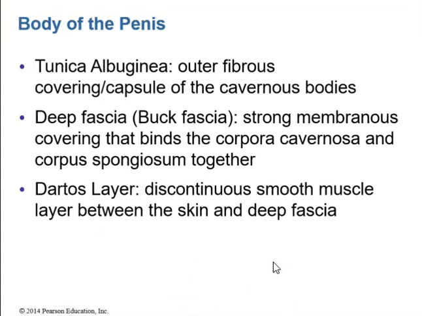Now, the body of the penis is made up of many layers. You have the outer fibrous covering or capsule of the cavernous bodies. This is the tunica albuginea. And then you have the deep fascia or the Buck fascia. This is a strong membranous covering that will bind the corpora cavernosa as well as the corpus spongiosum together. So this Buck's fascia actually covers all three cavernous bodies. And then you have the dartos layer. This is a layer that is a discontinuous smooth muscle between the skin and the deep fascia.